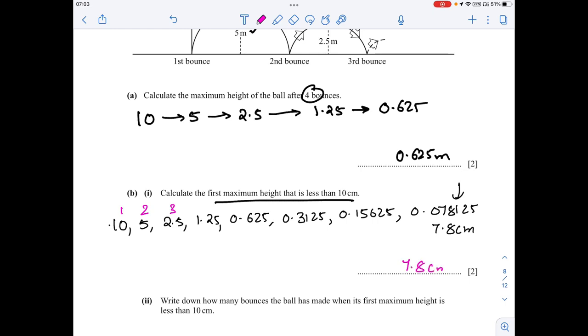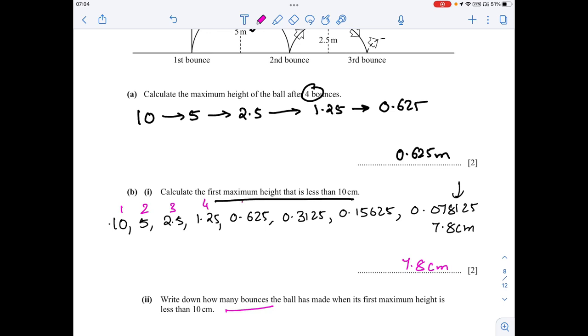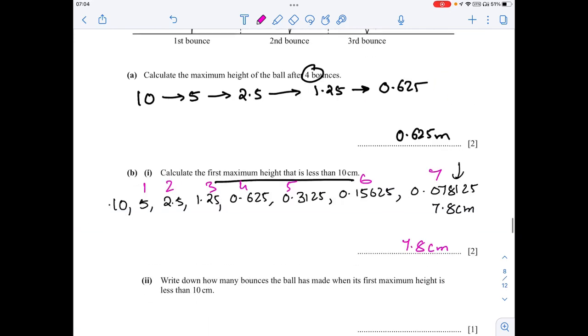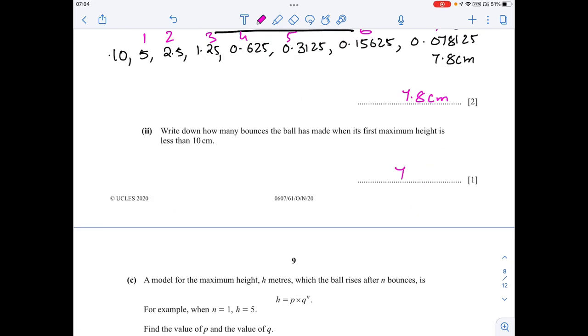But in the next one, he's asking how many times it has to bounce. So over here, this is the first bounce, second, third, fourth, fifth, sixth, seventh bounce. So it became the seventh bounce that is less than 10 centimeters.